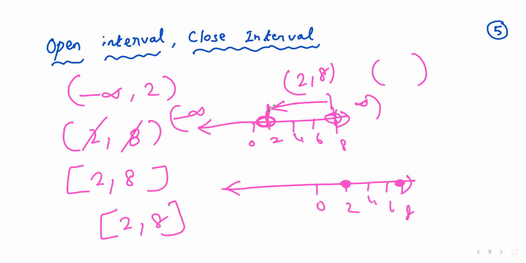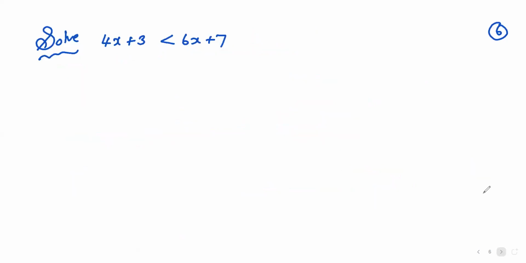Here you should not shade the point. Hollow point. Your solution set included both, so in turn this 2 and 8 are also included. Okay, then we're going to solve the next question.